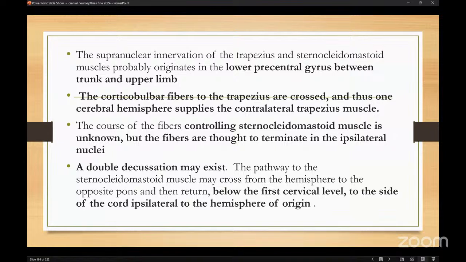So it is a very difficult thing to localize. Actually, with corticobulbar fibers, you should remember that the UMN fibers for the 11th cranial nerve are crossed for trapezius and ipsilateral for the sternocleidomastoid. Okay, so if there is a right hemispheric problem, then you will get contralateral trapezius weakness and ipsilateral sternocleidomastoid weakness. Okay, because of double decussation for the sternocleidomastoid fibers.